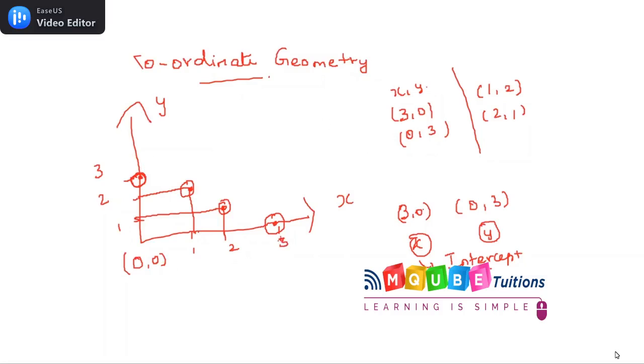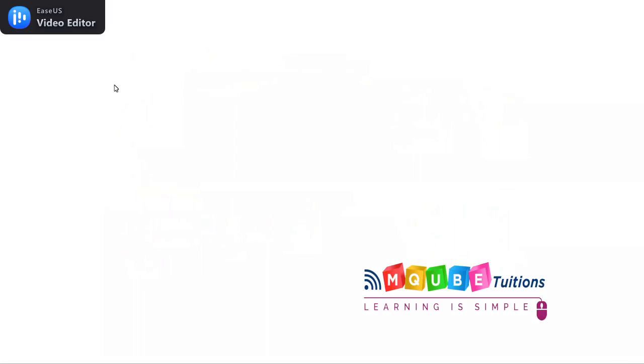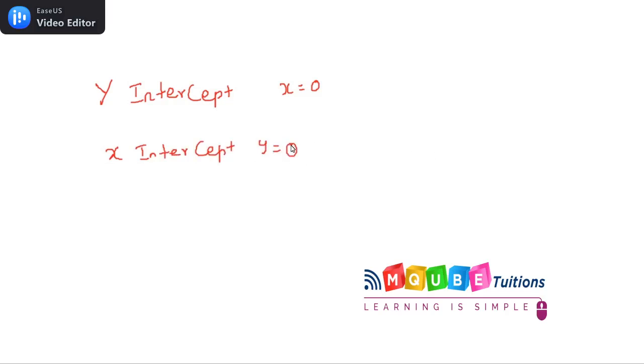So the y-intercept will have x as 0, and for the x-intercept, y will be 0. Always.